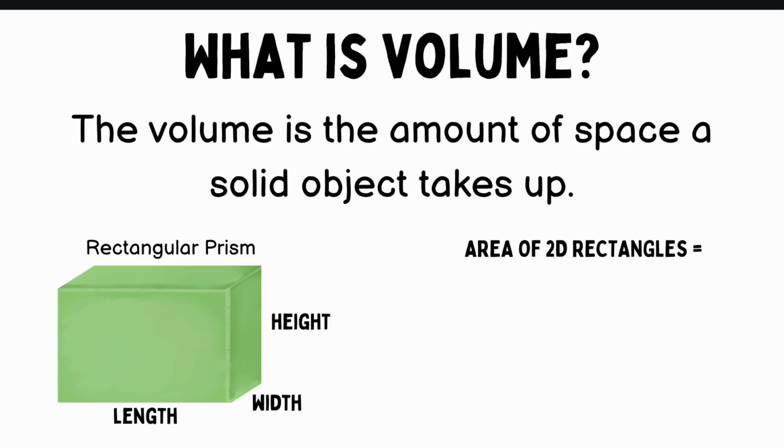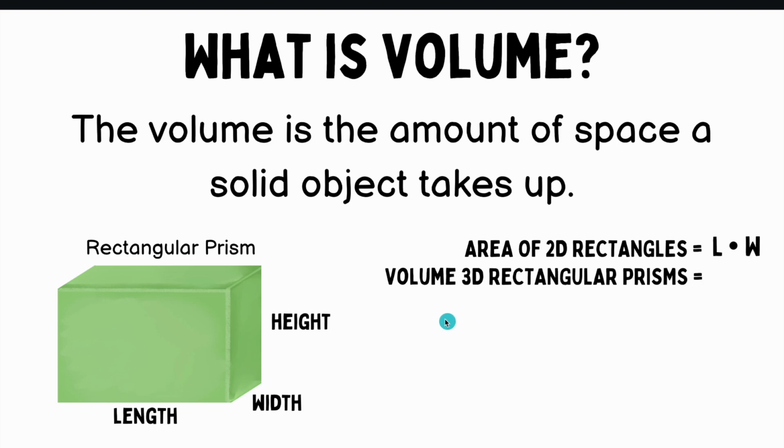Remember, when we found the area of 2D rectangles, or flat rectangles, we would multiply the length times the width. Now we need to find the volume of a 3D rectangular prism. So now we will take the length times the width times the height, because now we have a 3D shape. So we have length, width, and height, not just a base or a 2D shape.